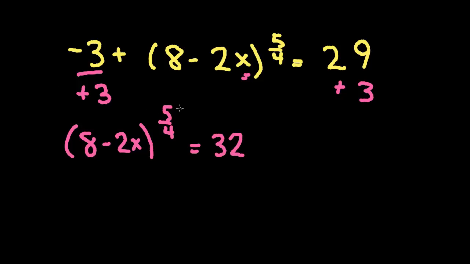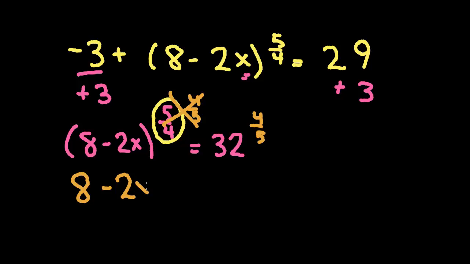Now we need this rational exponent to go away. So we're going to use the inverse. We're going to multiply by 4/5, raised to the 4/5 power. We're going to raise to the 4/5 power on this side as well. That crosses itself off. So we have 8 minus 2x equals, and now we have to figure out 32 to the 4/5. So again, root power.